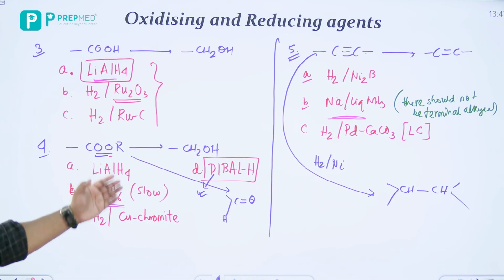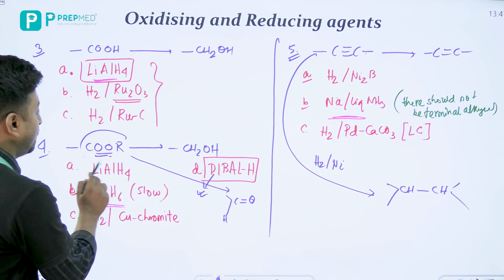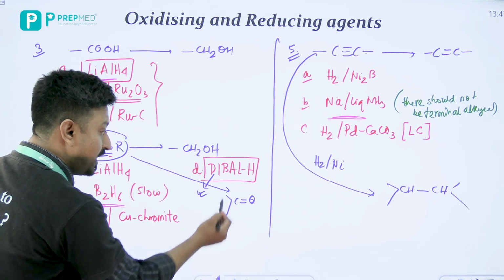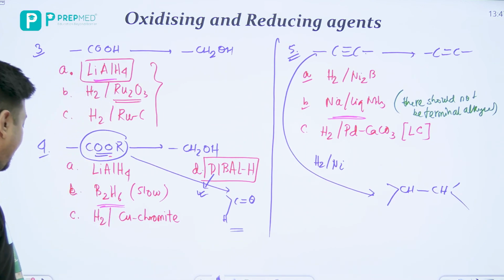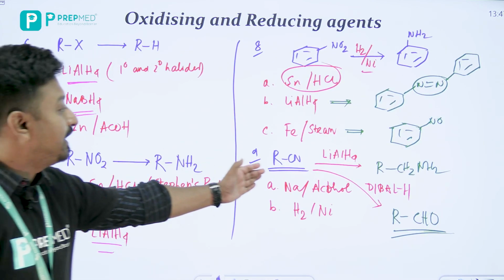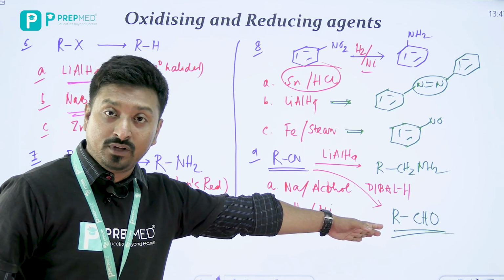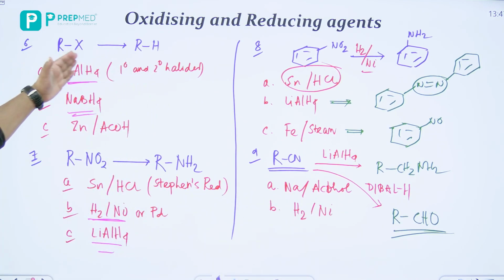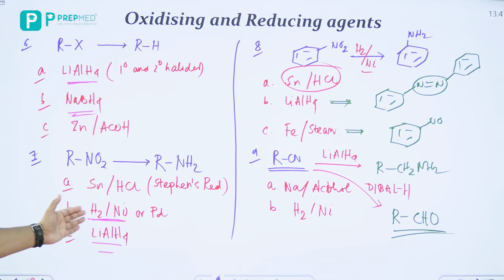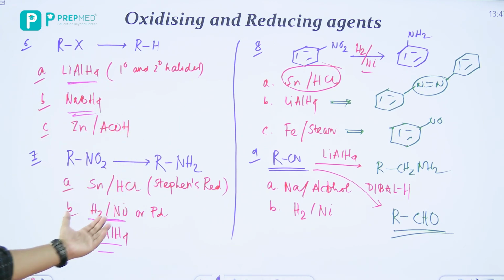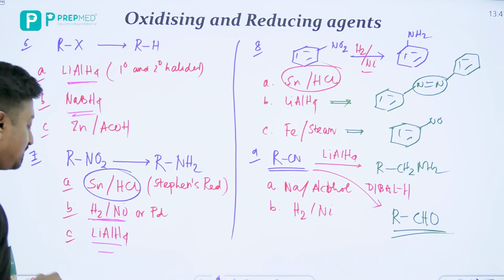And also DIBAL-H, we use that selectively on the ester molecule. If you use DIBAL, it will convert into the aldehyde. Similarly, the cyanide, if you use DIBAL, you will go to the corresponding aldehyde. Then LiAlH4, lithium aluminum hydride, sodium borohydride, there is a restriction. And then nitro to NH2, a simple way is using the Stephen reduction.